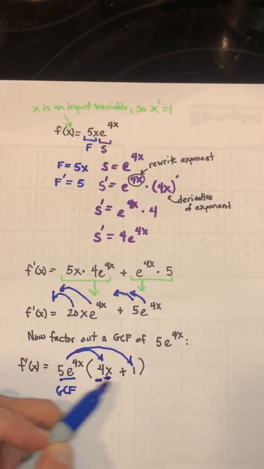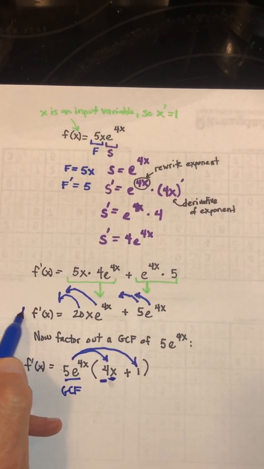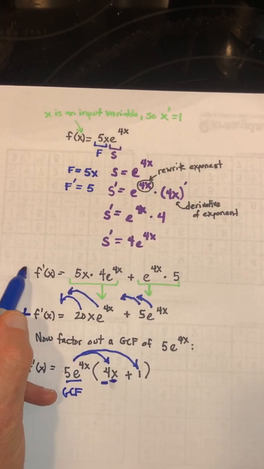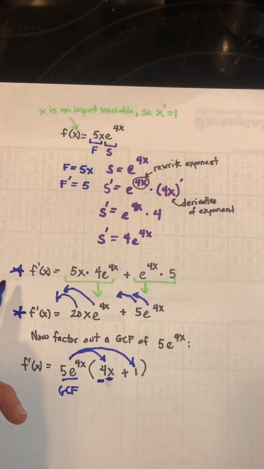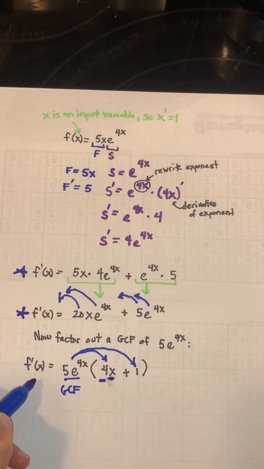So this is my derivative with the GCF factored out. This up here was my simplified derivative. This up here was my raw derivative when I just applied the product rule. And the last thing I wrote, that's the derivative with the GCF factored out.